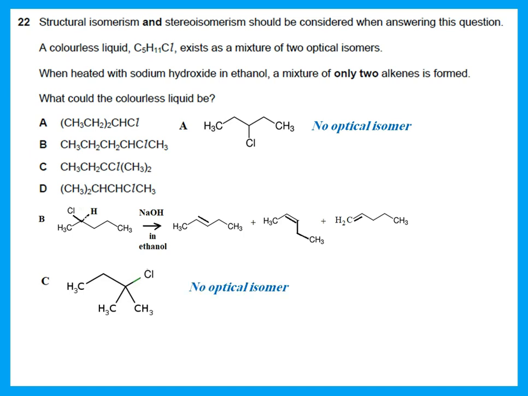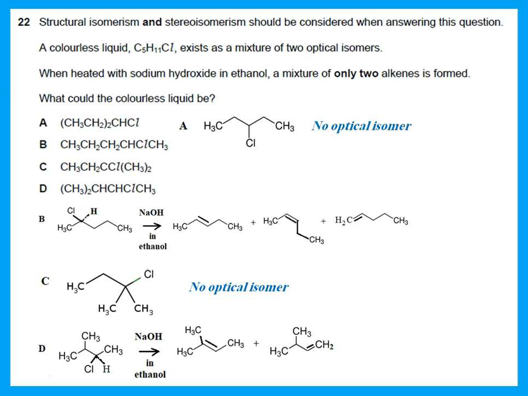C cannot be my answer either, because this does not have an optical isomer. There is no chiral center. For D, if we heat in alcoholic NaOH, well, we will have two alkenes. Each of them does not have a cis or trans isomer because they have similar groups on each carbon on either side of the double bond. So this would be my answer.